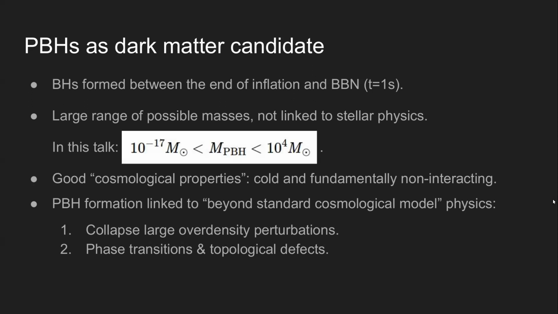And how they can be formed, I'm going to show an example of just the first case, in which they form because of the collapse of large overdensities in the primordial universe, much larger than those that are going to generate the large-scale structure as we know it.